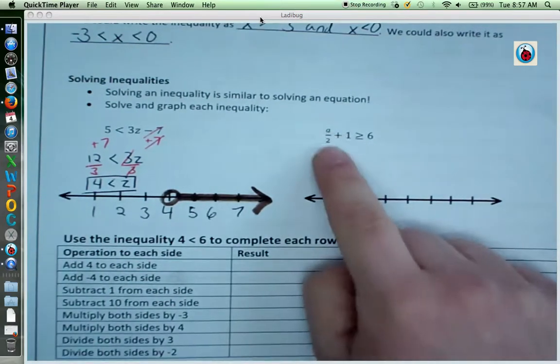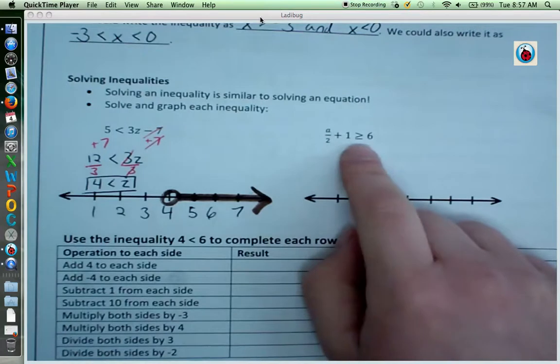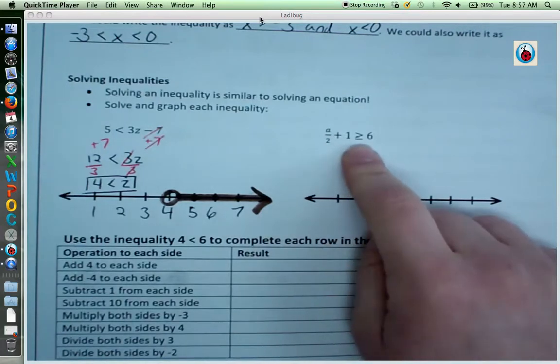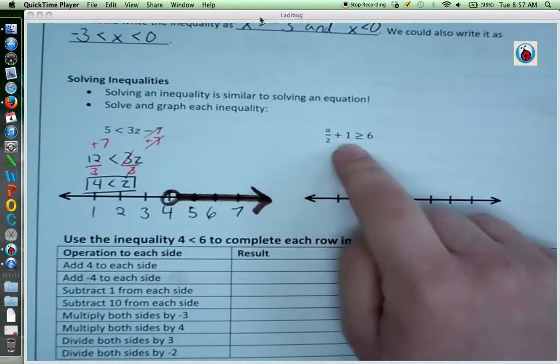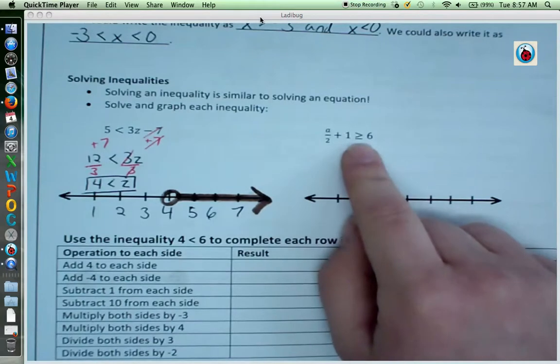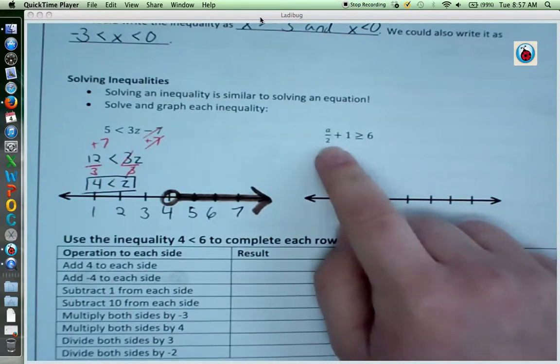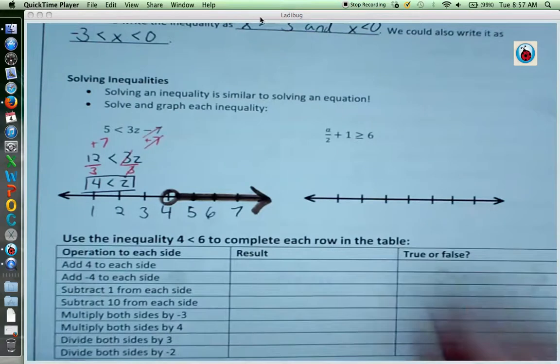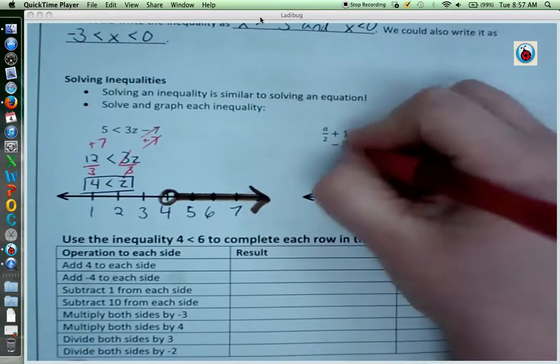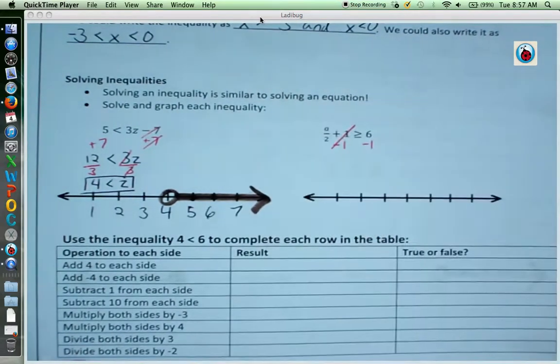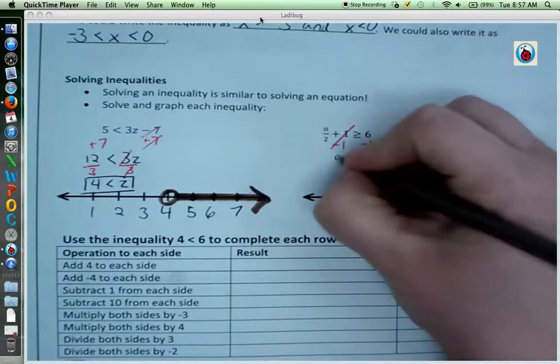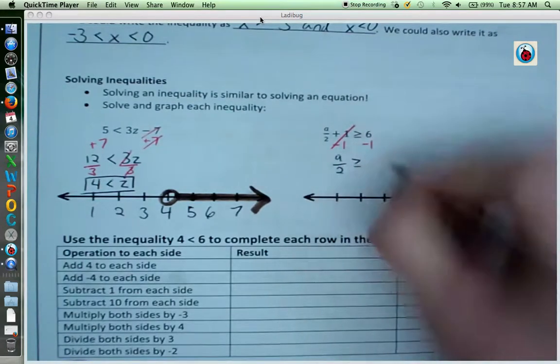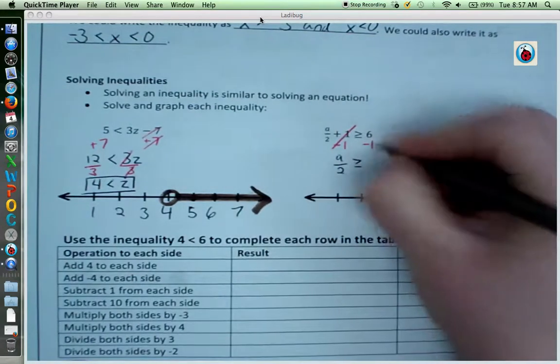a divided by 2 plus 1 is greater than or equal to 6. I'm going to solve this just like if there was an equal sign here rather than an inequality symbol. I want to work on getting a by itself. The first thing I want to do is subtract 1 from each side. That gives me a over 2 is greater than or equal to 6 minus 1, which is 5.